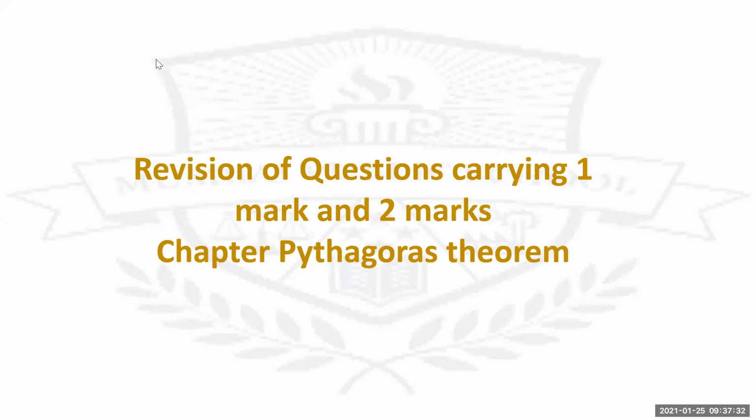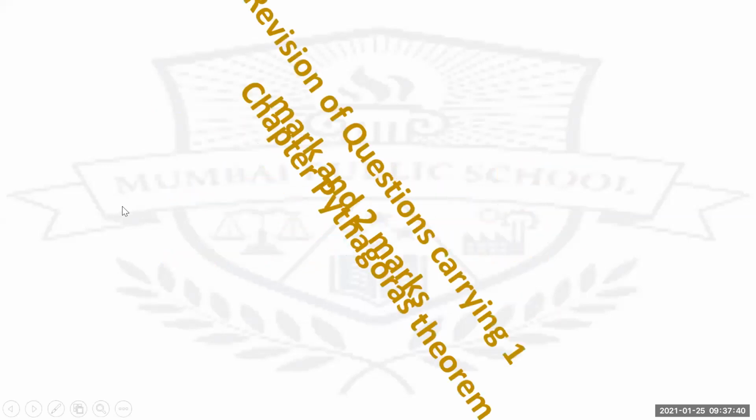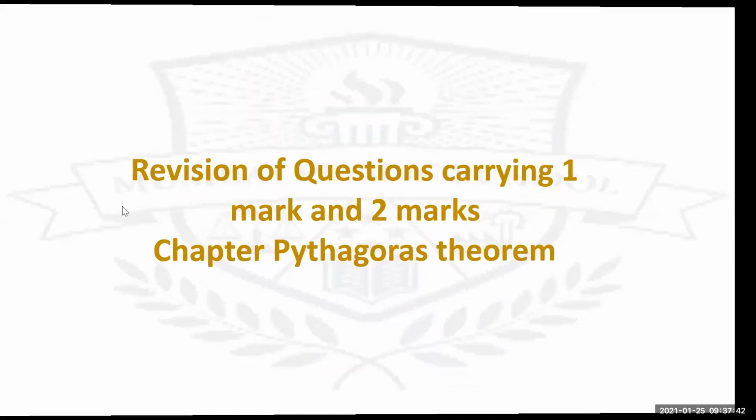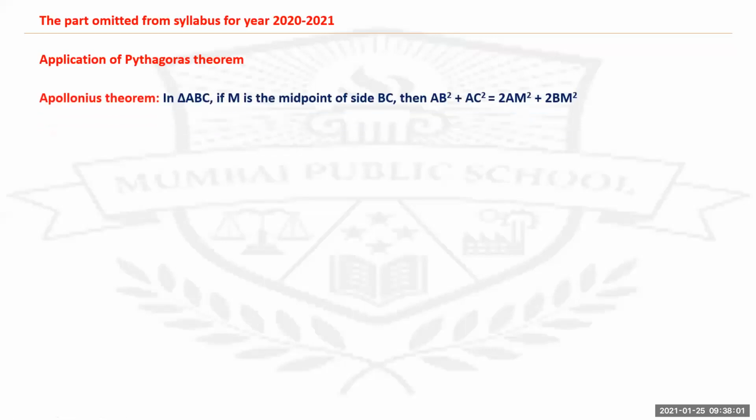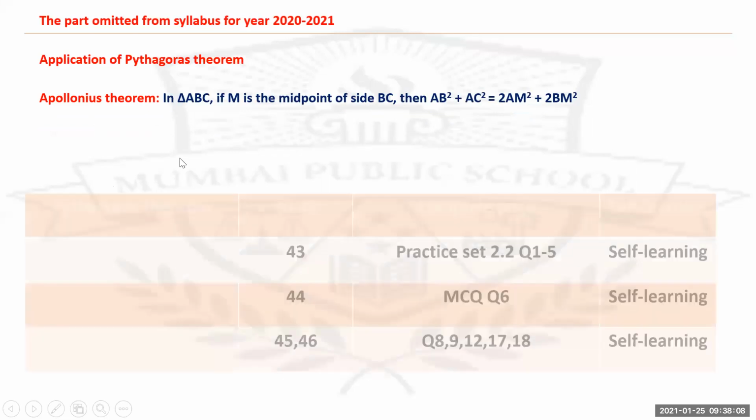Yes. So now let's move ahead with the revision of questions carrying 1 and 2 marks from chapter Pythagoras Theorem. Now first, before starting any chapter revision, you have to first understand what things have been reduced from the syllabus. That is very important. Now your application of Pythagoras theorem is not there and Apollonius theorem is not there. So the questions based on this would not be asked for evaluation in the examination.